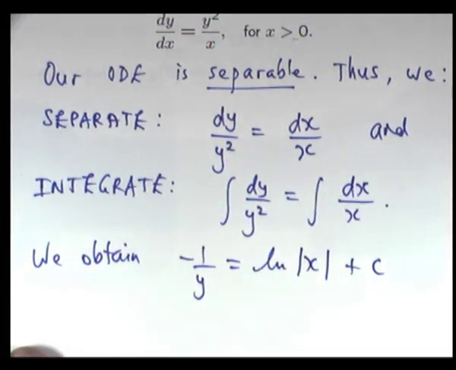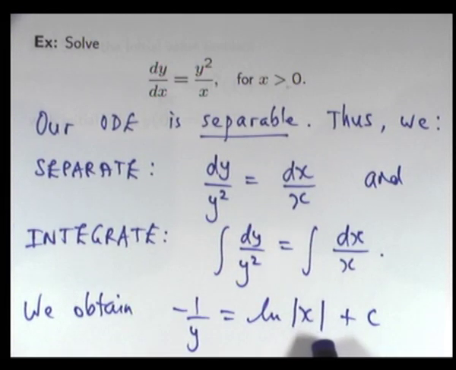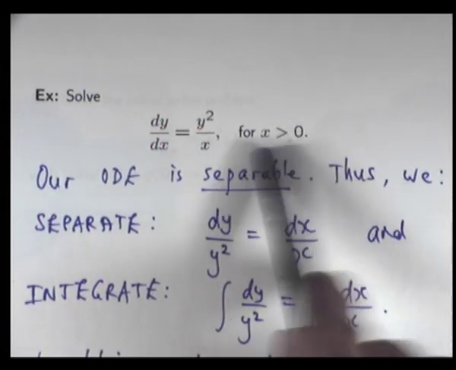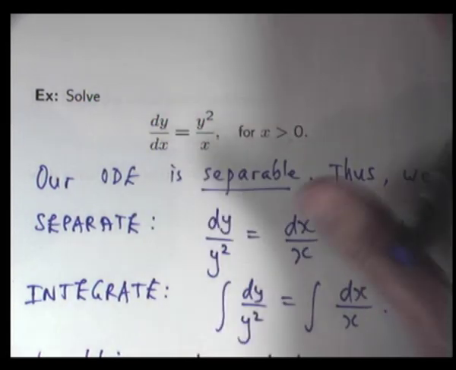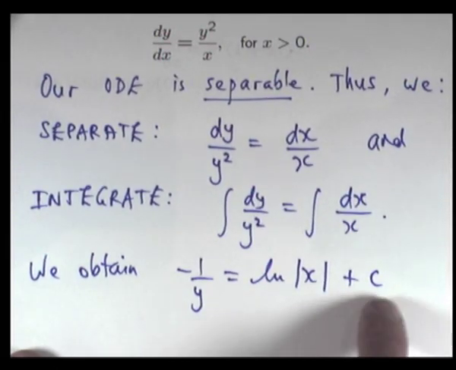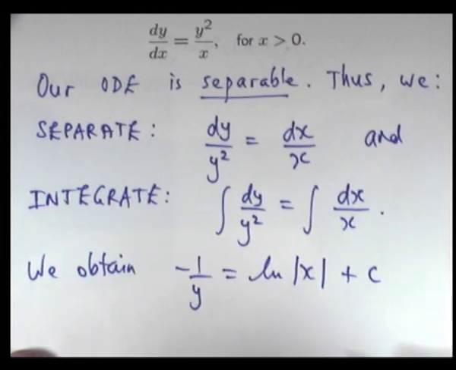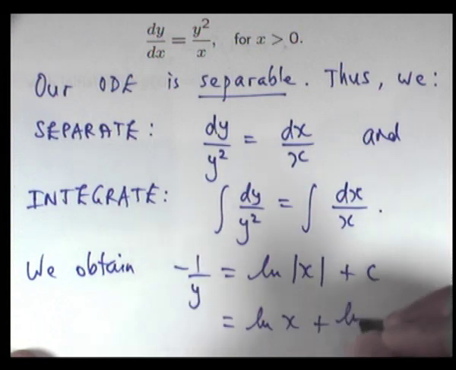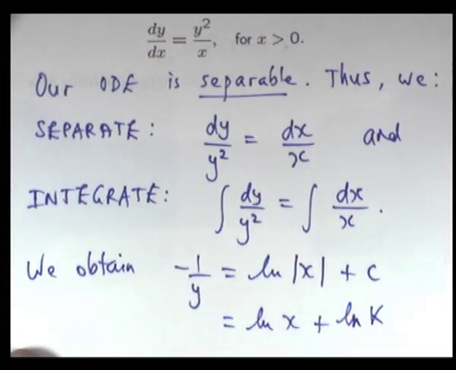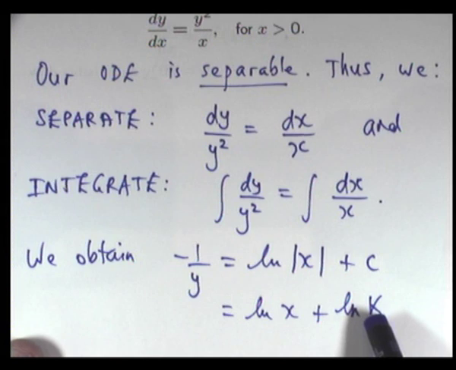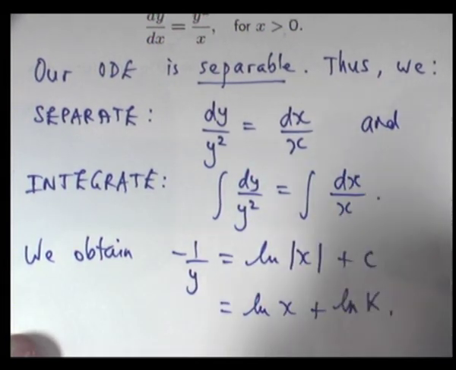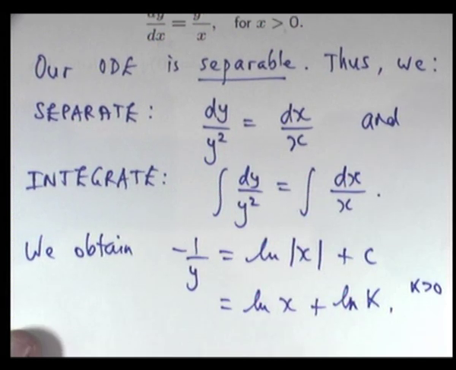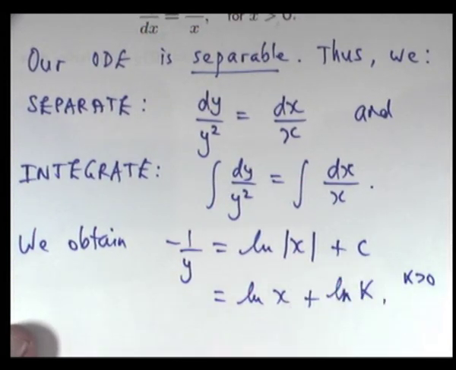Don't forget the constant of integration. Now, we can remove these absolute value signs because we know that we're only interested when x is positive. Secondly, I can clean this up a bit by writing this constant in another form. I'm going to write it as the log of another constant, k. And I'm just going to make the little note that k is positive, so this is defined.